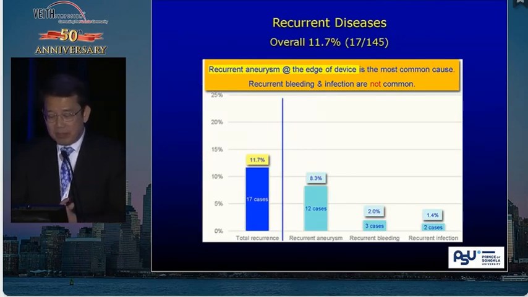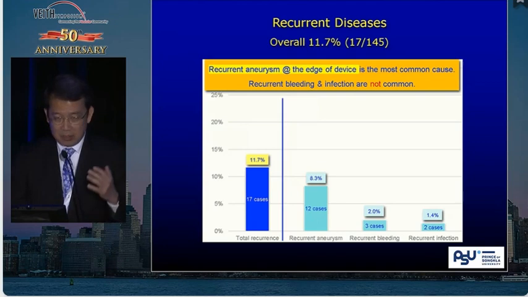There were 17 patients who had recurrent disease, 11.7%. Of these, the majority of the recurrent disease were recurrent aneurysms at the edge of the device, either proximal or distal. Recurrent bleeding and reinfection did occur, but not that commonly.